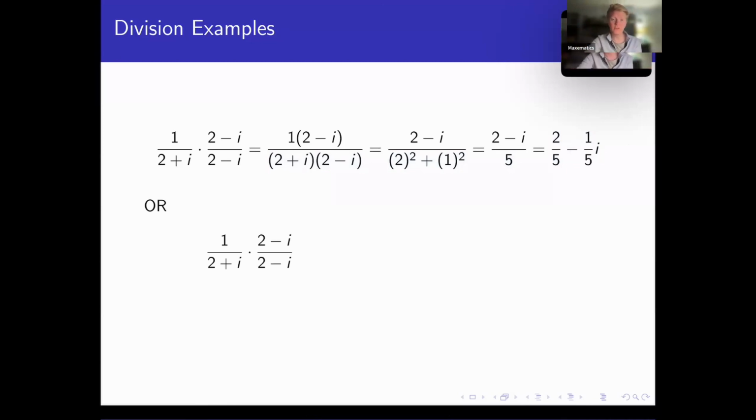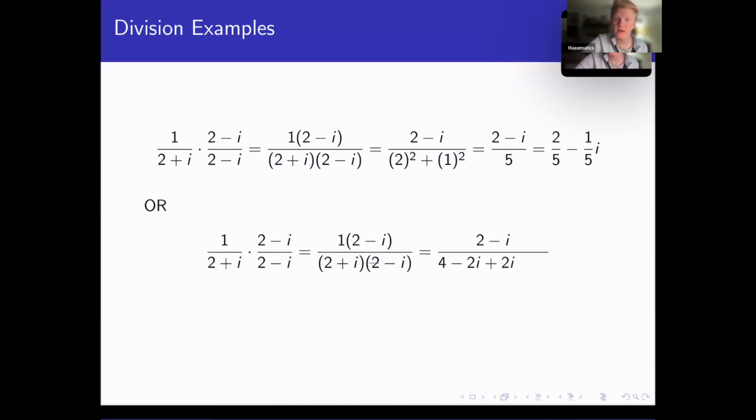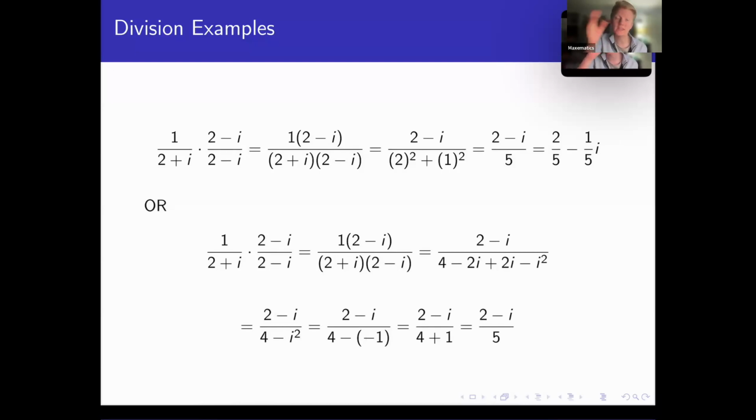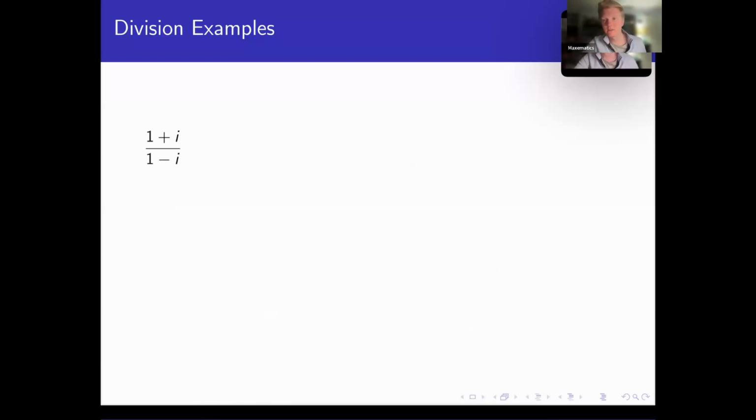You still have to multiply by 2 minus i over 2 minus i, but when it comes to the denominator, if you feel better foiling this, that's totally okay. 2 times 2 is 4. 2 times negative 2i is negative 4i. i times 2 is positive 2i. i times negative 2i is negative 2i squared. Well, we can simplify that inside. Negative 2i plus 2i goes away. i squared itself is negative 1. So 4 minus negative 1 would be 4 plus 1, and that's 5. And just like that, we get to the exact same answer. Okay, some more examples.